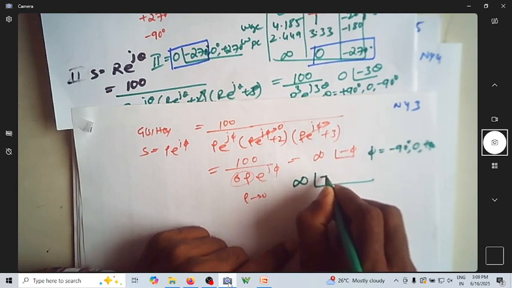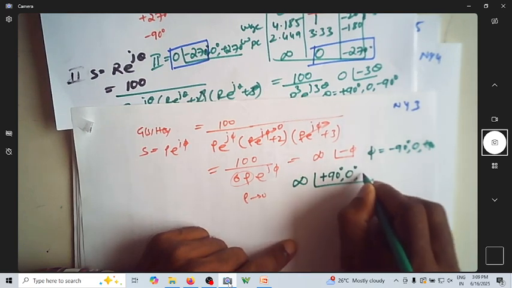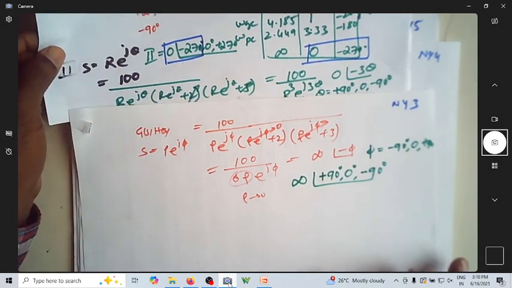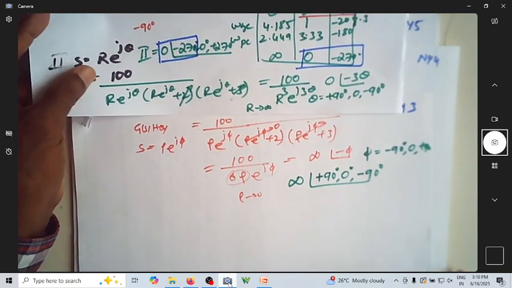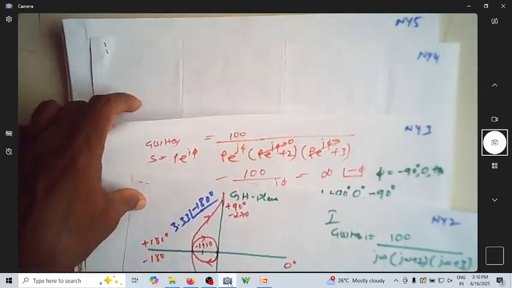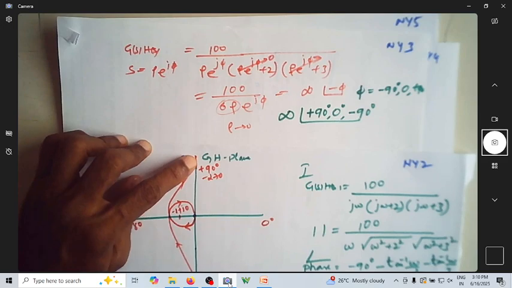So this will become minus of minus is plus 90 degree, 0 degree and minus 10 degree. Correct? So now where this has stopped, see here, this is your fourth segment. Fourth segment should start from this point. Here, this is the end of your third segment.